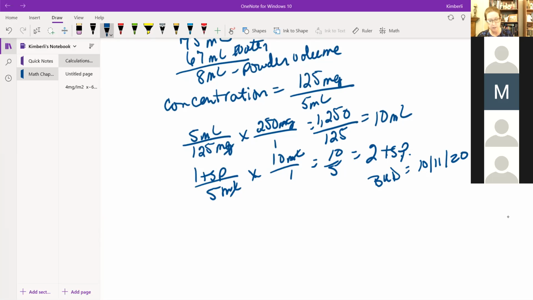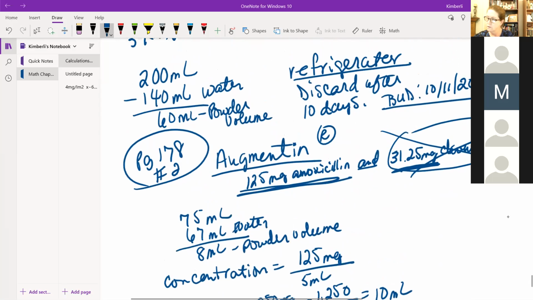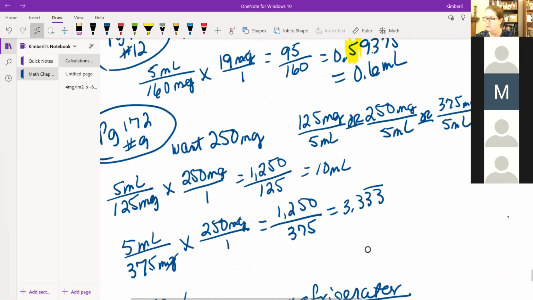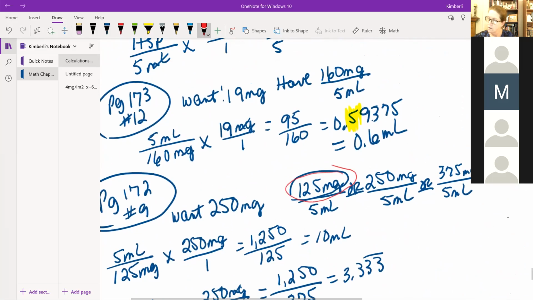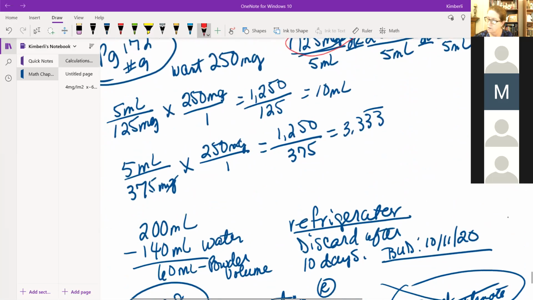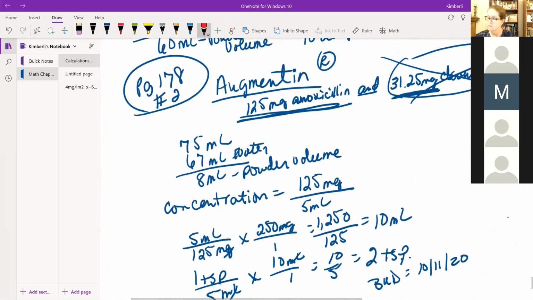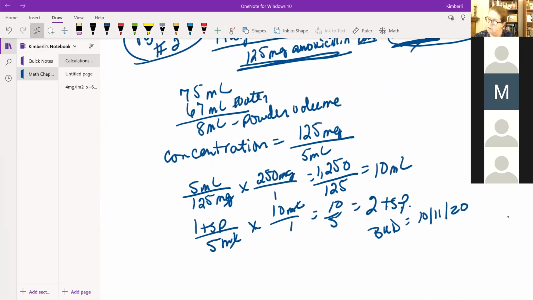Okay, so that's mainly what you're doing in this whole chapter right here. And if you notice, most of these things, the concentration on all of these, except for the 375, the 375 is weird. This is 125 milligrams per 5 mLs right here, right? That's 160 milligrams. Even the 375 is divisible by 5. So all of these are easily divisible by 5, right?